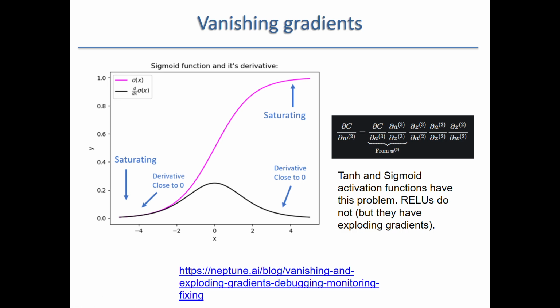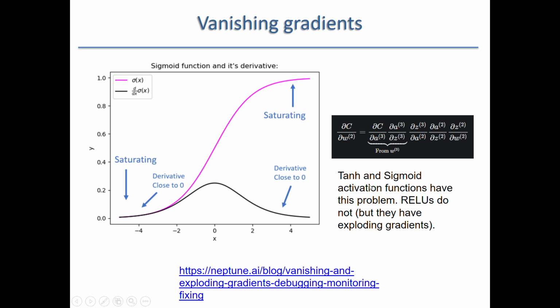But the problem is if our Z is here. If our Z is here, that means that no matter how we move the weights, there is very little change in the output. So this A with respect to Z is very small. So we don't know how to change the weights so that the error is smaller. And this is a problem of saturating functions.